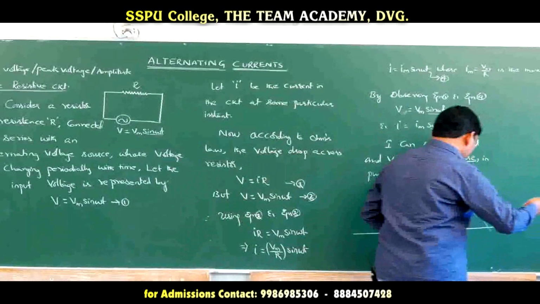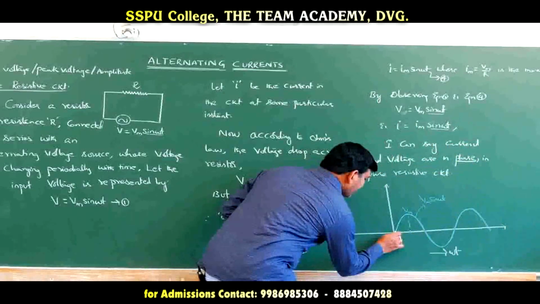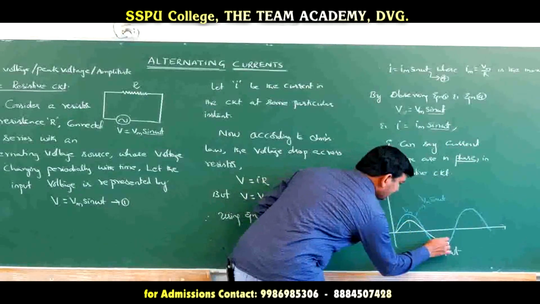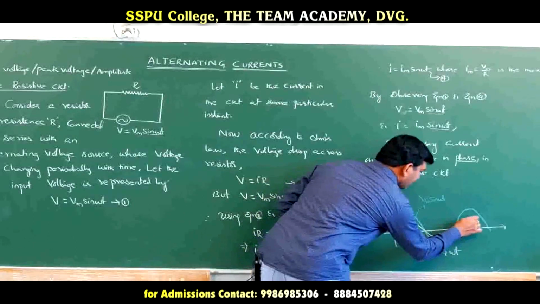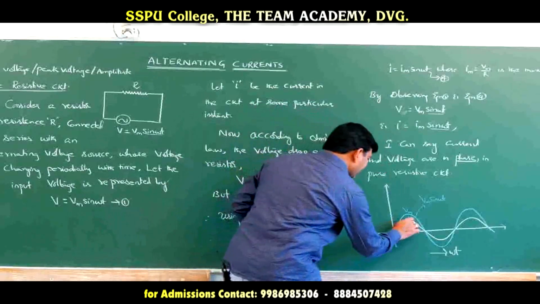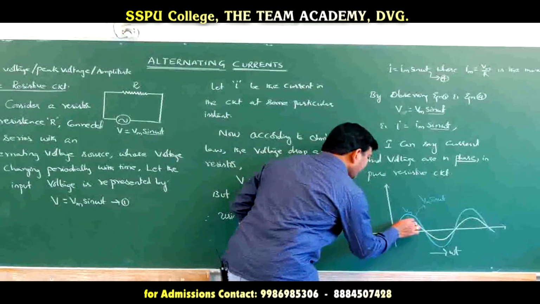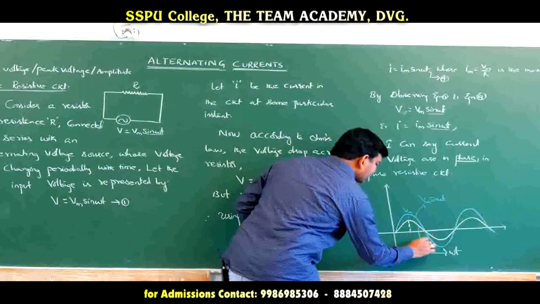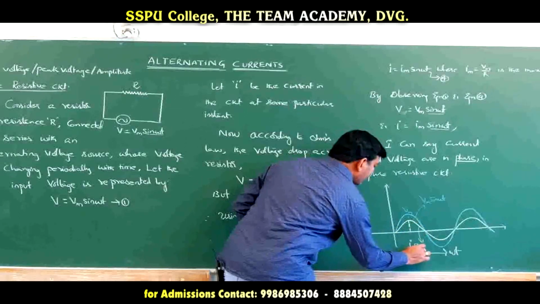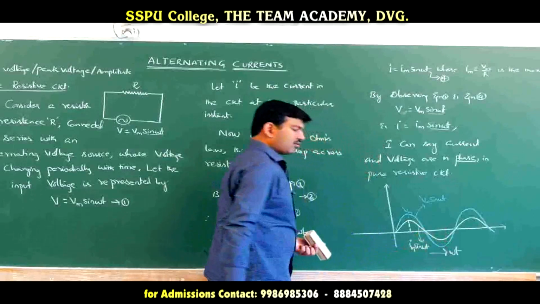So let me choose here. This is the variation of current with omega t. If you observe this, this represents the maximum value of current, and this is the function represented by Im sin omega t. Is it clear or not?